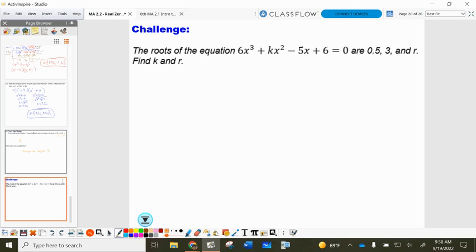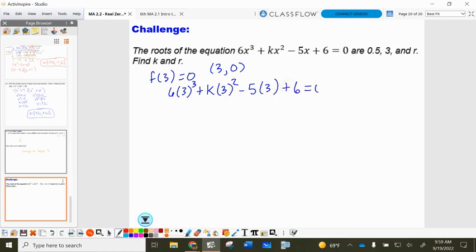One of the easiest ways to do this is to use the fact that if 3 is a root, then we know f of 3 equals 0. So basically we're saying that we can plug in the point 3, 0, and we know that it'll make this polynomial true. So let's try that. Here they already have it set equal to 0. So if we plug 3 in x's position, 6 times 3 cubed plus k times 3 squared minus 5 times 3 plus 6 equals 0.